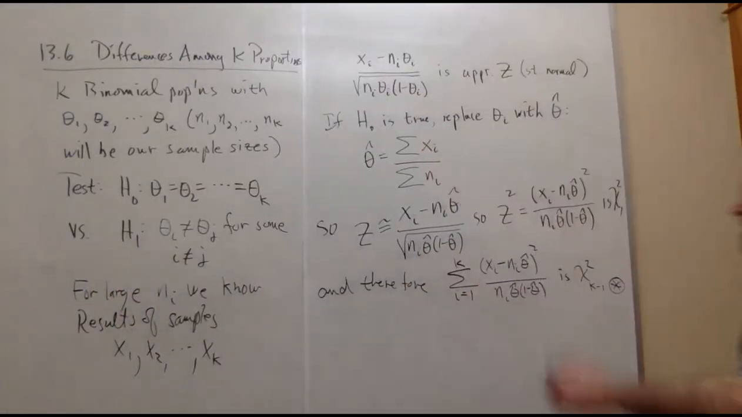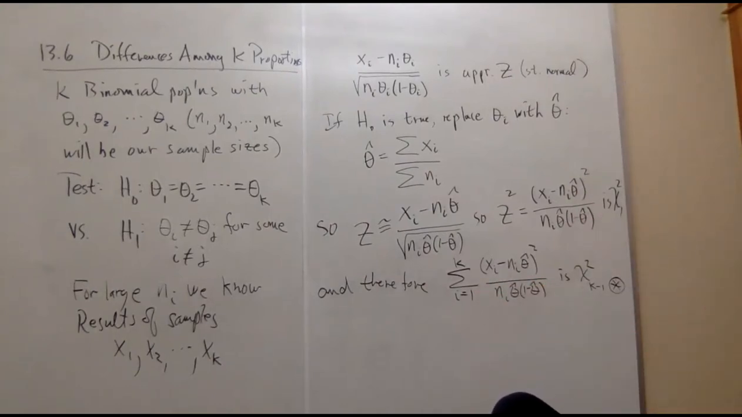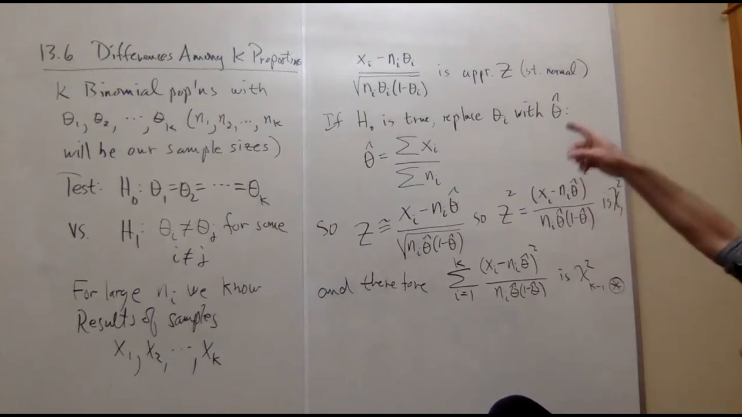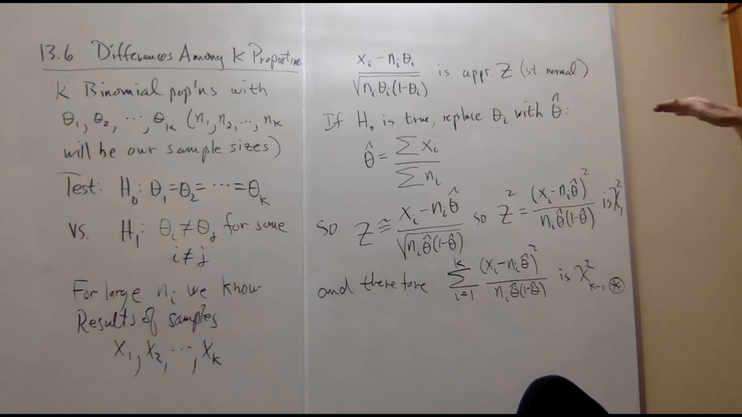All right, so we'll take those, and then for large n, and each population has its own sample size, n sub i, i equals 1 to k, we can normalize that. So up above is the way we've thought about that. Xi minus ni theta i is approximately z, a standard normal. Now, if the null hypothesis is true, all those thetas are the same. So we don't really need to put theta i in there. We can just put theta.